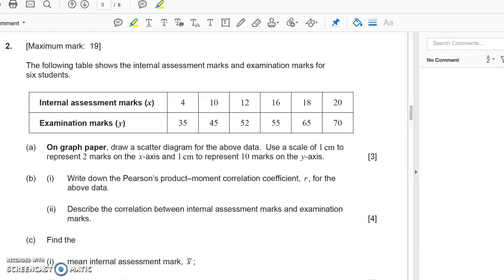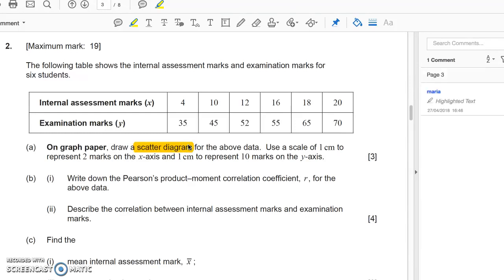Here is another paper 2 question for math study. This one is about statistics. Question 2. The following table shows the internal assessment marks and examination marks for 6 students. So for every one of the 6 students, they have a grade for the internal assessment and another grade for paper 1, paper 2. On graph paper, draw a scatter diagram of the above data.